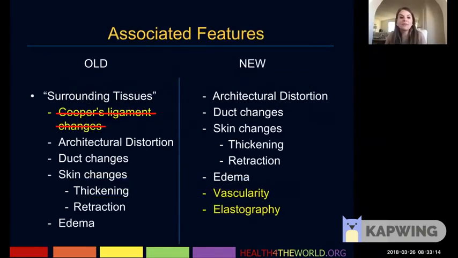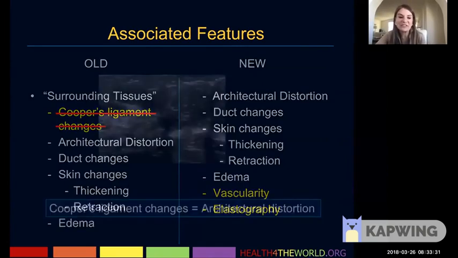We have associated features in the ultrasound guidelines, just some changes. Cooper's ligament changes have been dropped, and that's now included under architectural distortion. And we have these new categories of vascularity and elastography.